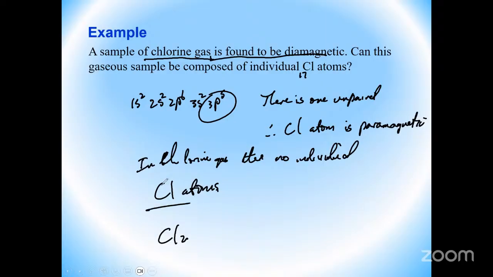So therefore we know, based on this experimental finding, that there are no chlorine atoms present in a sample of chlorine, because chlorine atoms have 1 unpaired electron, which would make it paramagnetic, but it's diamagnetic, which means that all the electrons are paired up. So therefore, it doesn't exist as chlorine atoms. Instead, it exists as chlorine molecules, diatomic molecules. Okay, and that answers that question.